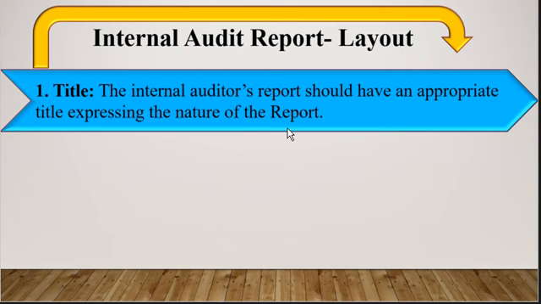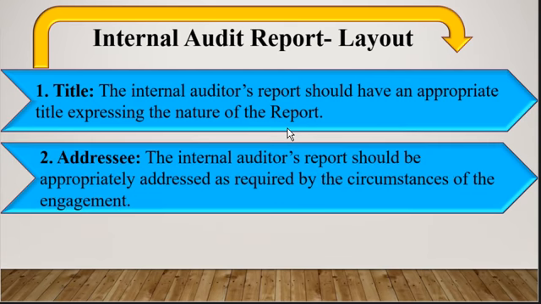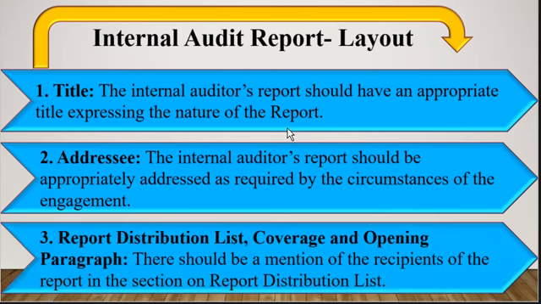Second element of layout is addressing. The internal auditor's report should be appropriately addressed as required by the circumstances of the engagement. Ordinarily, the internal auditor's report is addressed to the appointing authority or such other person as directed. Then third is report distribution list, coverage and opening paragraph.